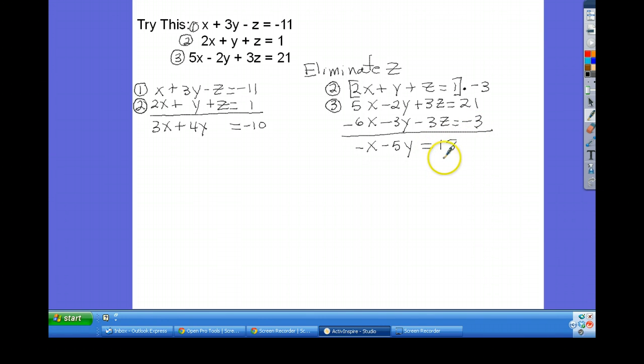Okay. Well, bring these two equations together and eliminate something. Well, let's see. I think I'm going to take this equation over here and write it under this one, so I don't have to rewrite this one. 3x plus 4y equals negative 10. And I'm going to eliminate the x's here, so I'll say eliminate x out of these two. To do that, I'm going to take this equation, multiply it by 3.